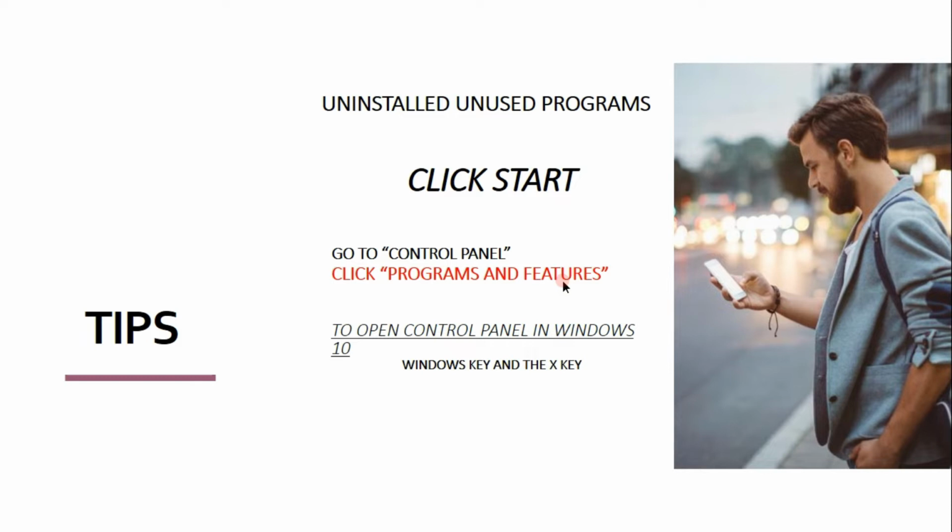To open Control Panel on Windows 10, press the Windows key and the X key. This opens a menu in the lower right corner of your screen, with Control Panel listed among its options.